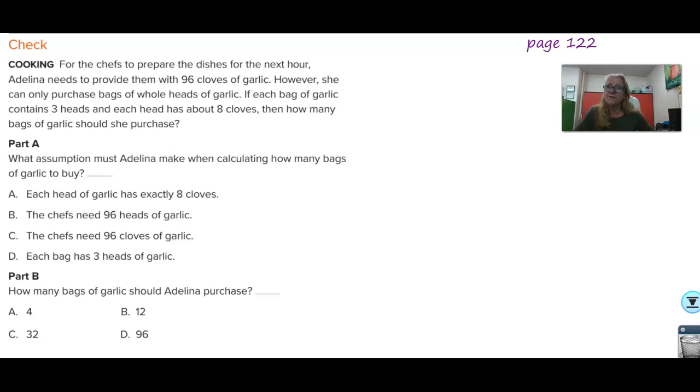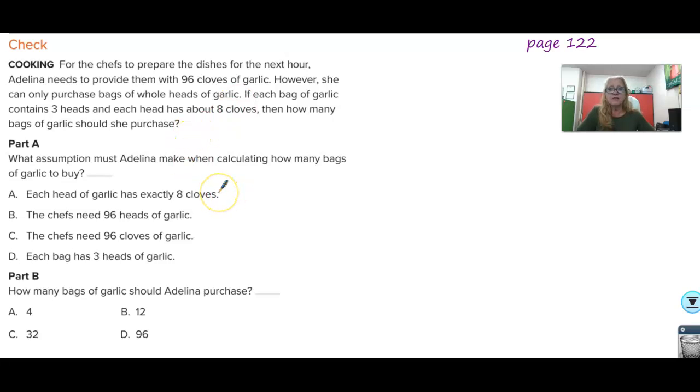Okay. For the chefs to prepare the dishes for the next hour, Adelina needs to provide them with 96 cloves of garlic. However, she can only purchase bags of whole heads of garlic. If each bag of garlic contains 3 heads and each head has about 8 cloves, then how many bags of garlic should she purchase? What assumption must Adelina make when calculating how many bags of garlic to buy?